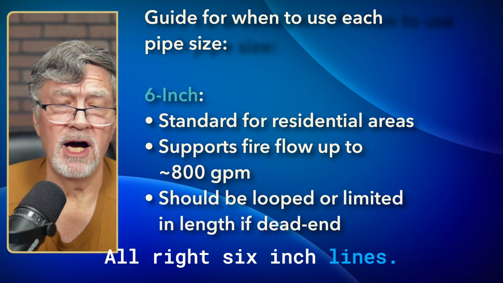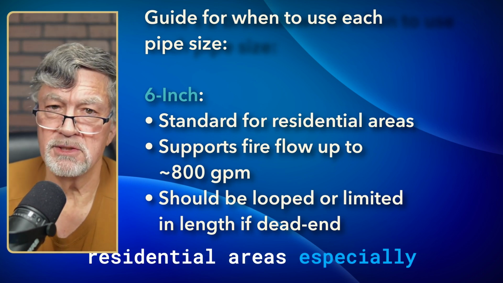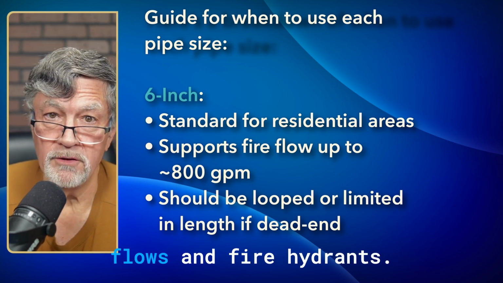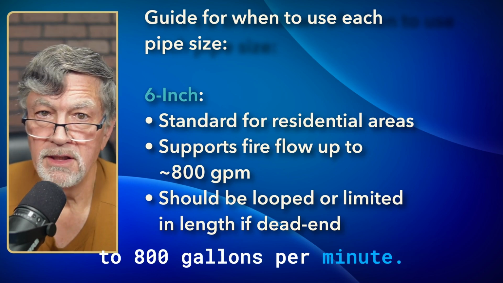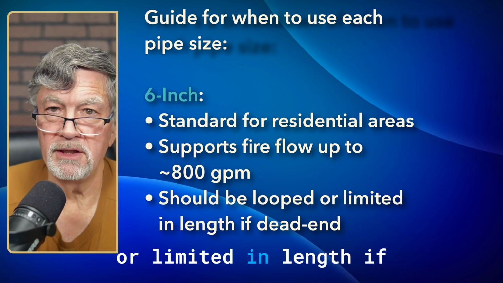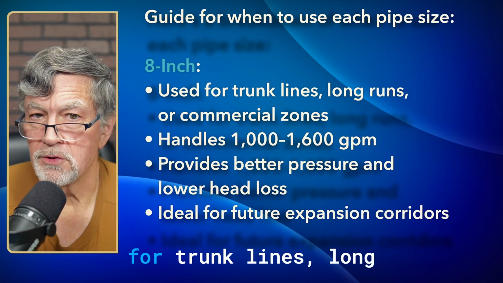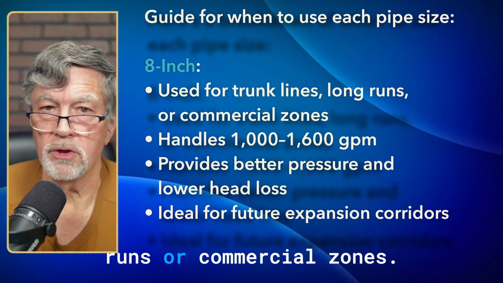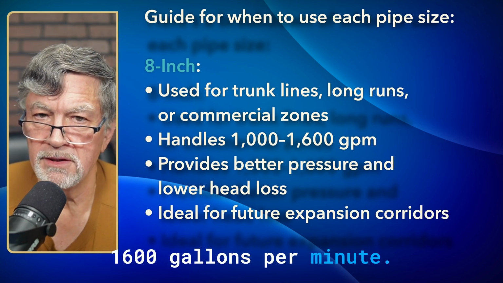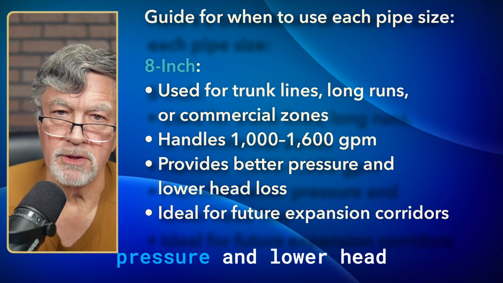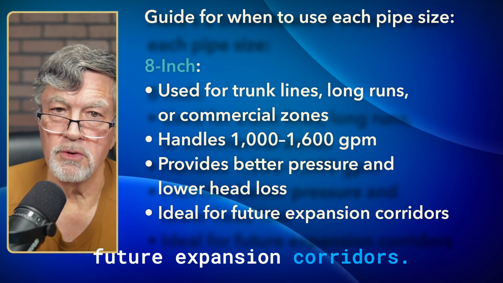All right, 6-inch lines. Those are going to be standard for residential areas, especially where you want fire flows and fire hydrants. They'll support fire flow up to 800 gallons per minute. They should be looped or limited in length if dead end. For 8-inch, we're going to use these for trunk lines, long runs, or commercial zones. They're going to handle about 1,000 to 1,600 gallons per minute. They'll provide better pressure and lower head loss, and they are ideal for future expansion corridors.